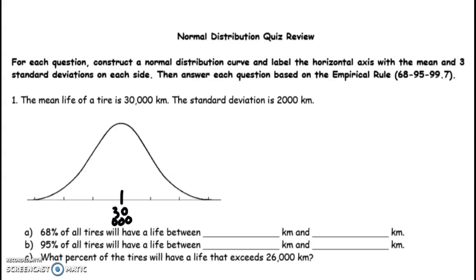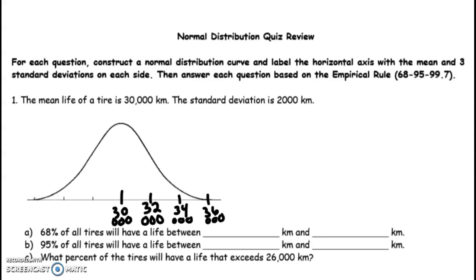So that's the mean. If the standard deviation is 2,000, and I go 1 standard deviation above the mean, here I am at 32,000. If I go another standard deviation above the mean, I'm at 34,000. And if I go a third, I'm up to 36,000. So those are my 3 standard deviations above the mean.